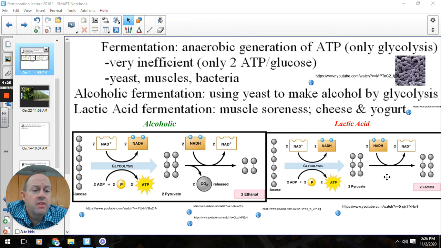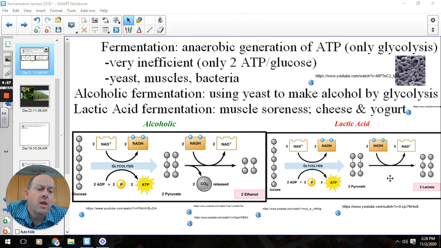And then the fermenting organism can take that NADH and recycle that back to NAD+. But in this case, we're making a molecule called lactate. So lactate and lactic acid are basically the molecule and the ionized molecule. And so this lactate is also a 3-carbon. So we did not produce any carbon dioxide like what we did over here in the alcoholic fermentation. And so this is the muscle soreness.